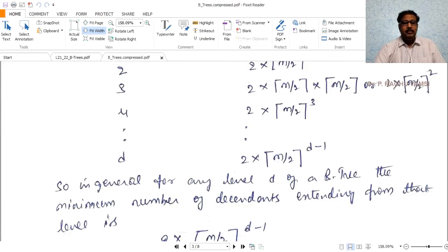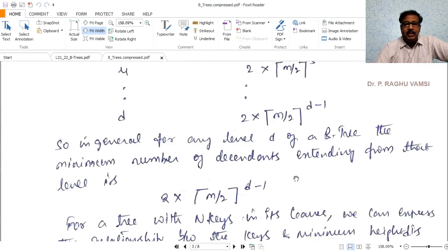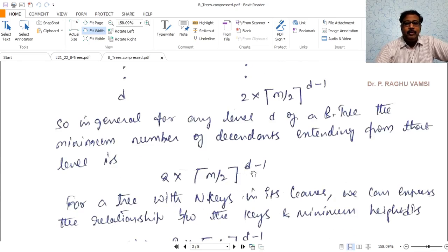At a deeper level D, 2 into m by 2 to the power d minus 1. This is the minimum number of descendants at level D. So in general, for any level D of a B tree, the minimum number of descendants extending from the level is 2 into m by 2 to the power d minus 1. So these are the minimum number of descendants.